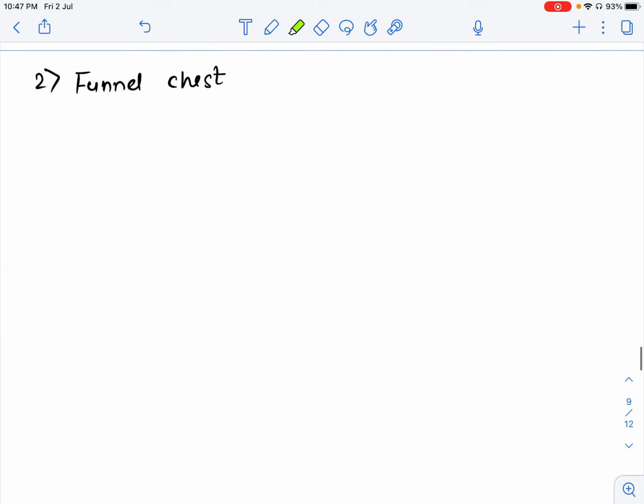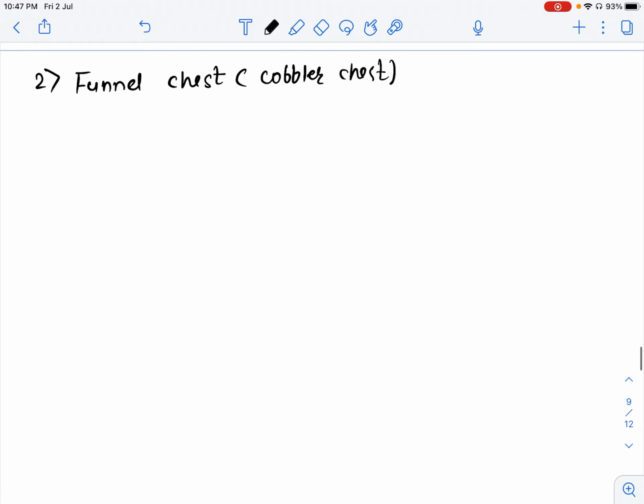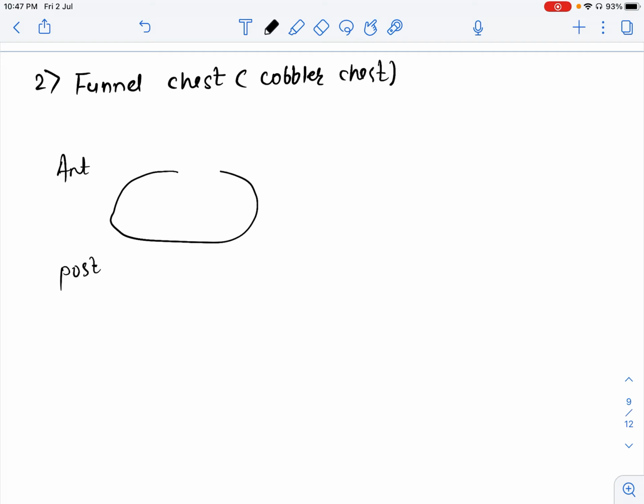Now coming to the second type. The second type is known as a funnel chest. Now what is a funnel chest? See, it's also known as a cobbler's chest. Now a very strange thing happens over here. Suppose this is your anterior side and this is your posterior side. Suppose this is your normal chest.